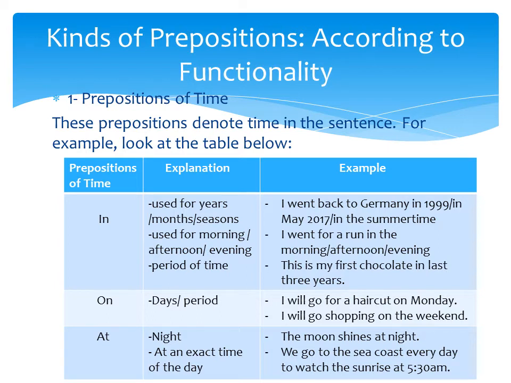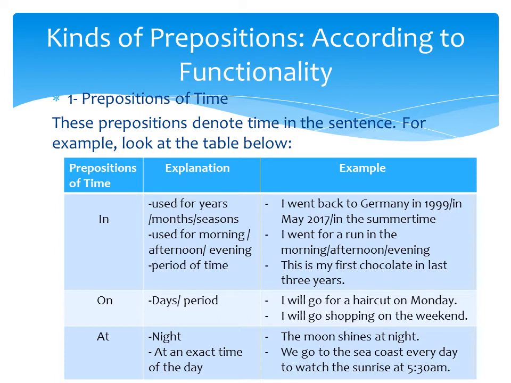Number 1 is prepositions of time. These prepositions denote time in the sentence. For example, look at the table below. Prepositions of time are in, on and at. In, on or at are used as other prepositions according to the functionality, but over here they work as prepositions of time.